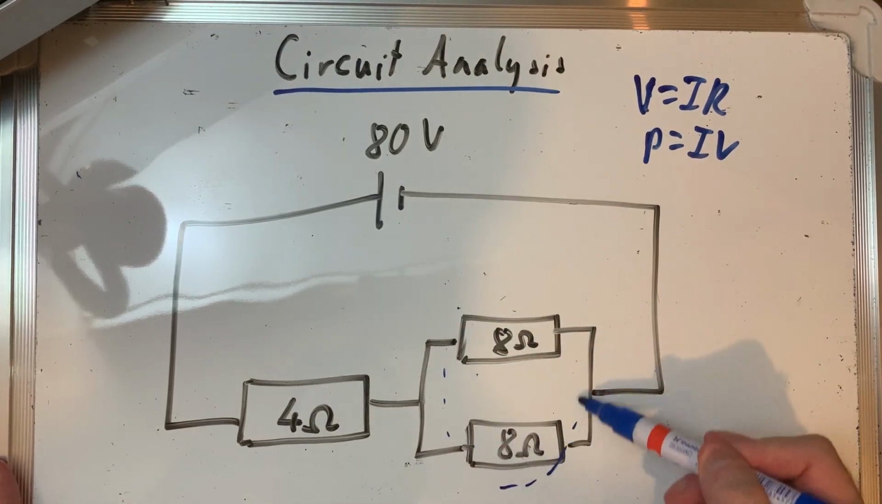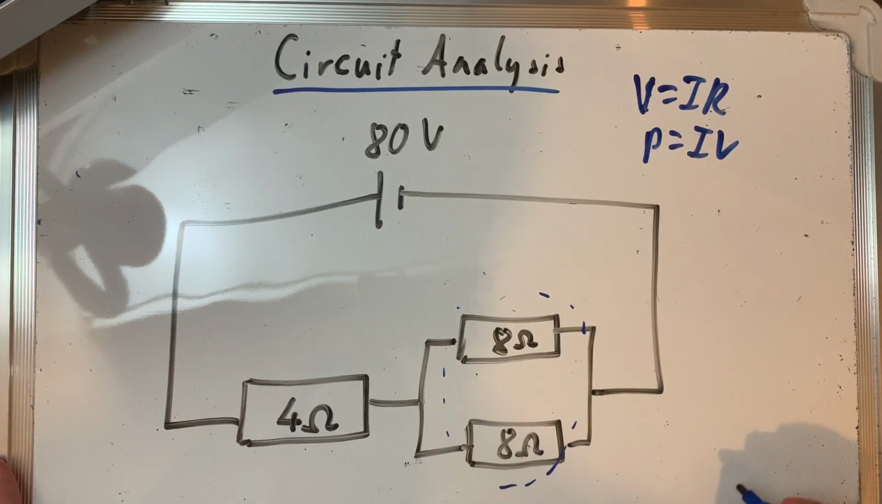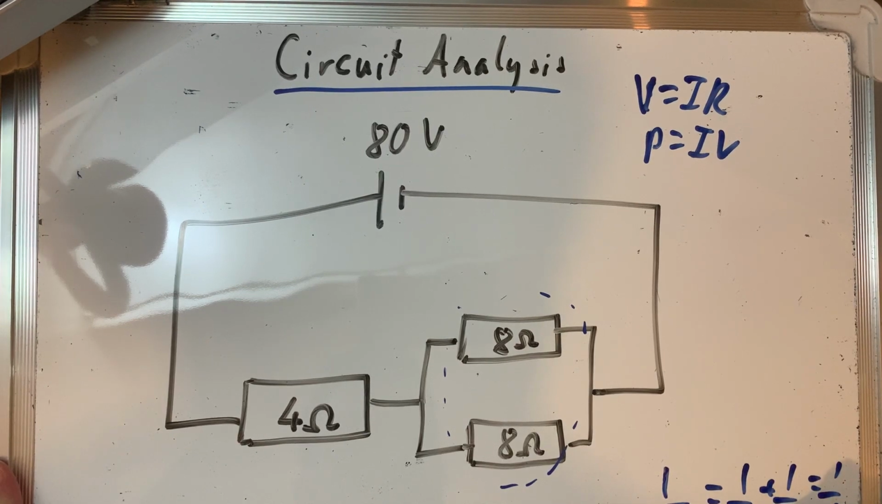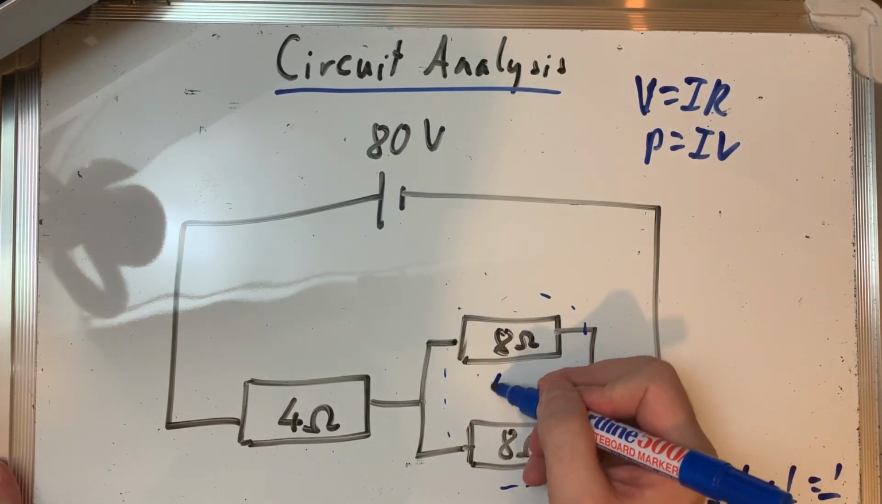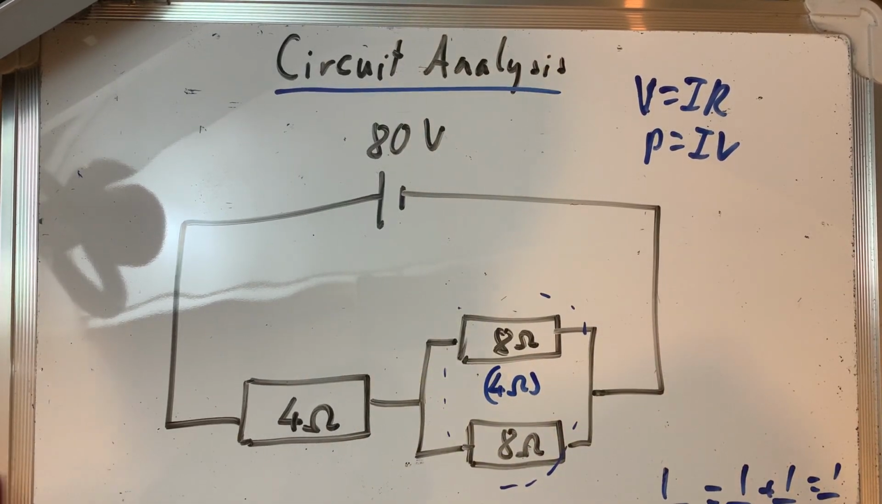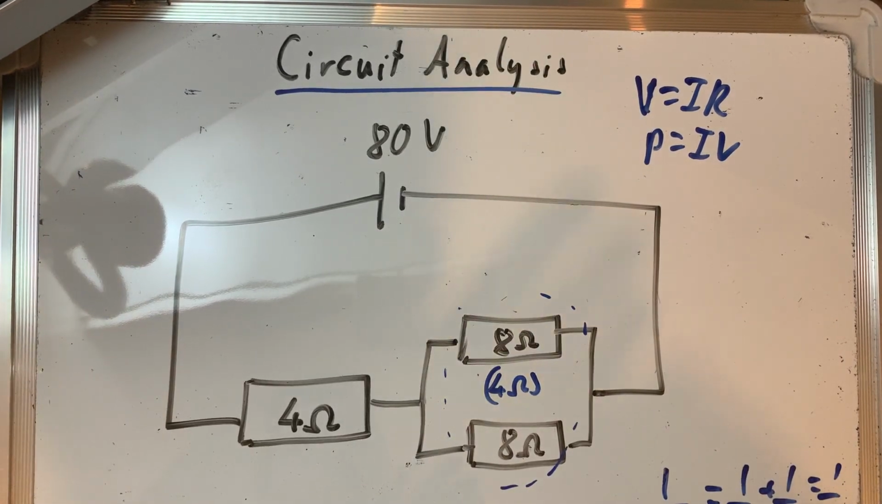These two are in parallel. So you can work out their resistance as 1 over their total resistance is the sum of the reciprocals of their resistances. Don't forget to take the reciprocal at the end. So 4 ohms. So these have an equivalent 4 ohms. To take a bit of a shortcut there, you might just know that if you have two identical resistors in parallel, the resistance is half. Because that would make sense.